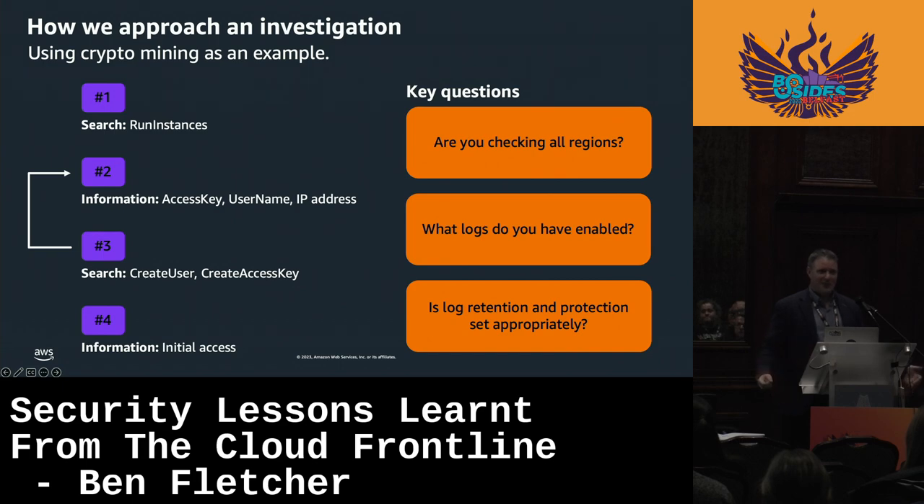The first thing I'll ask: do you have any logs enabled? And you hear me slightly cry when I hear no. Please do enable logs. Is it important for you to enable logs? And again, retention and protection appropriately.